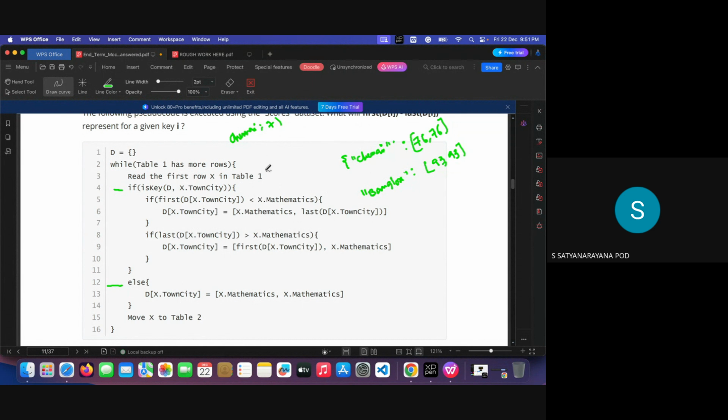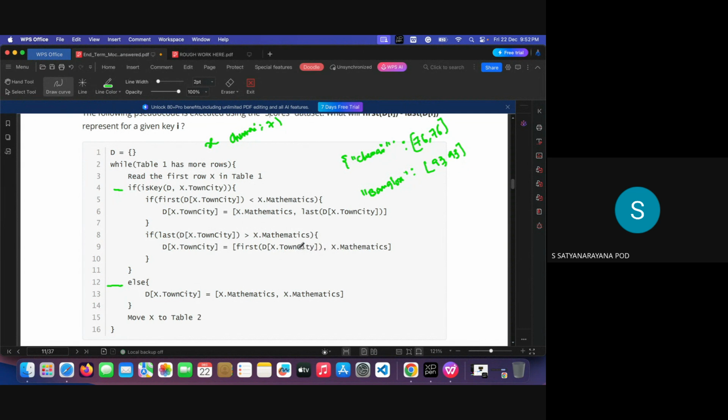Is it less than whatever the new card, this is called new card of x? So this 76, is it less than 71? No. So this if condition is not satisfied. Is it greater than that new student? Yes. Whenever it is greater, we take the first d[x.town_city] marks, and then the new marks is updated.